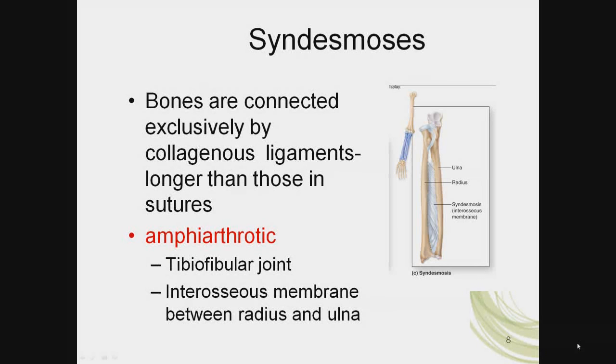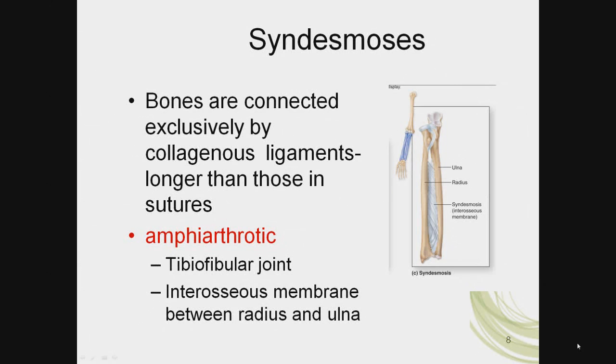Syndesmoses are fibrous joints in which articulating bones are joined by long strands of dense regular connective tissue only. Because syndesmoses allow for slight mobility, they are classified as amphiarthroses. Syndesmoses occur between the radius and ulna and between the tibia and fibula.